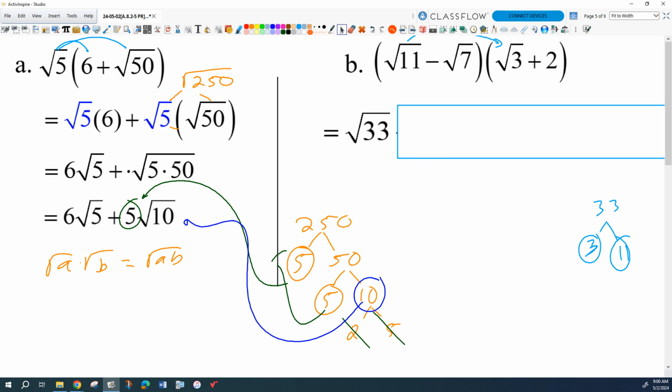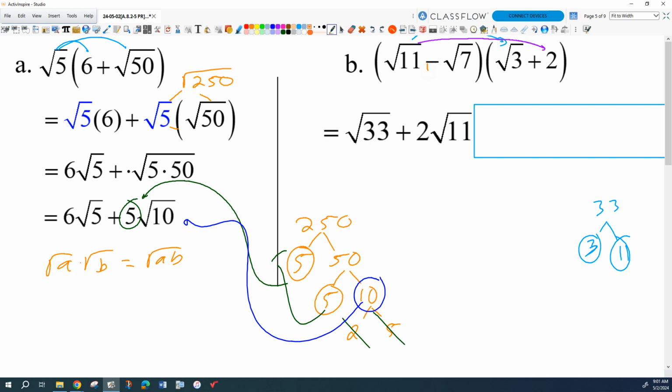Okay, what about the next one? Let's see. If I distribute the square root of 11 over to the 2, what's the square root of 11 times 2? 2 times the square root of 11, right? 11, there are no couples contained in 11. 11 is prime. So my next term is just going to be plus 2 times the square root of 11. Okay, give me thumbs. How we doing? Okay. Then let's do the next one.